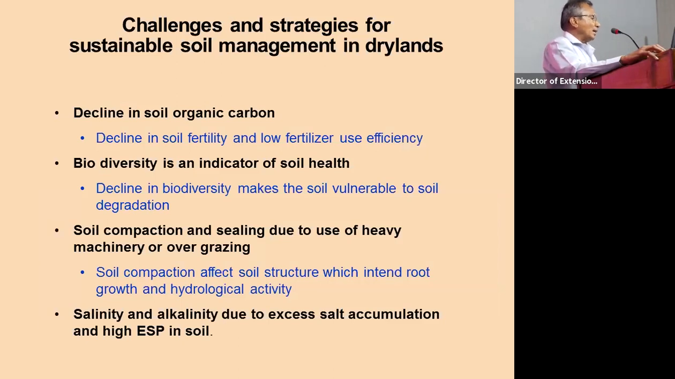So the other challenges, and the strategies on how to manage the challenges in dryland agriculture: decline in soil organic carbon is one of the important challenges, and how to rectify this? Declining soil fertility and low fertilizer use efficiency can be improved by the cropping system or introduction of some green manure between one or two crops. If your main crops are in an intercrop situation, so if we are going with a maize crop in rainfed agriculture or sorghum, you can go with a pulse crop, so that we are able to harvest the cereal crop and leave the pulse crop to improve the health status of the soil. So biodiversity is an indicator of soil health. A decline in biodiversity makes the soil vulnerable to soil degradation. So diversity is very, very less.